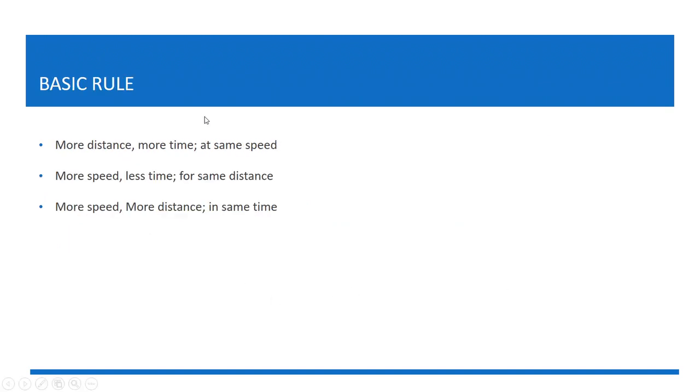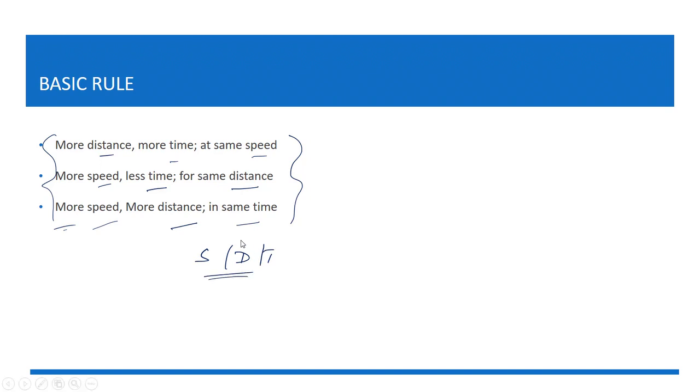The basic main rules of speed, distance and time are: more distance, more time at the same speed. More speed, less time for the same distance. More speed, more distance in the same time. These three things you need to know. This is nothing but speed, distance and time.